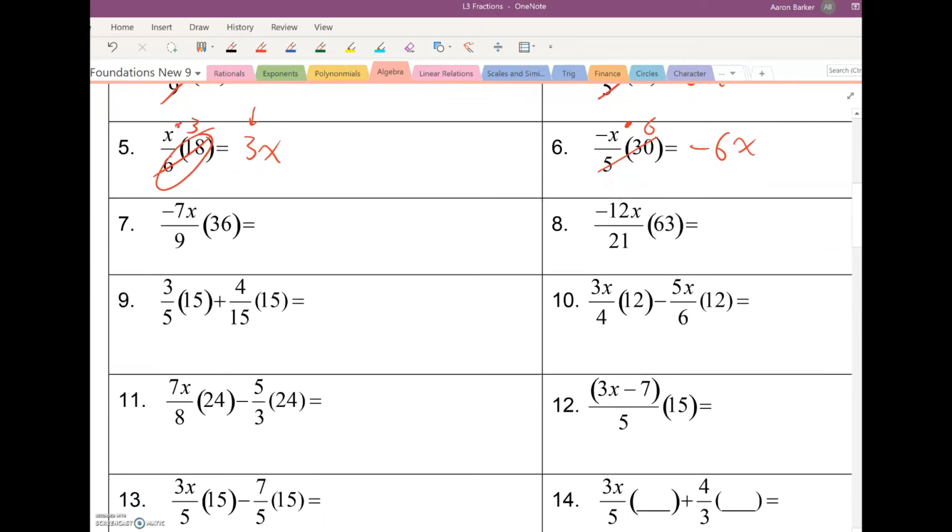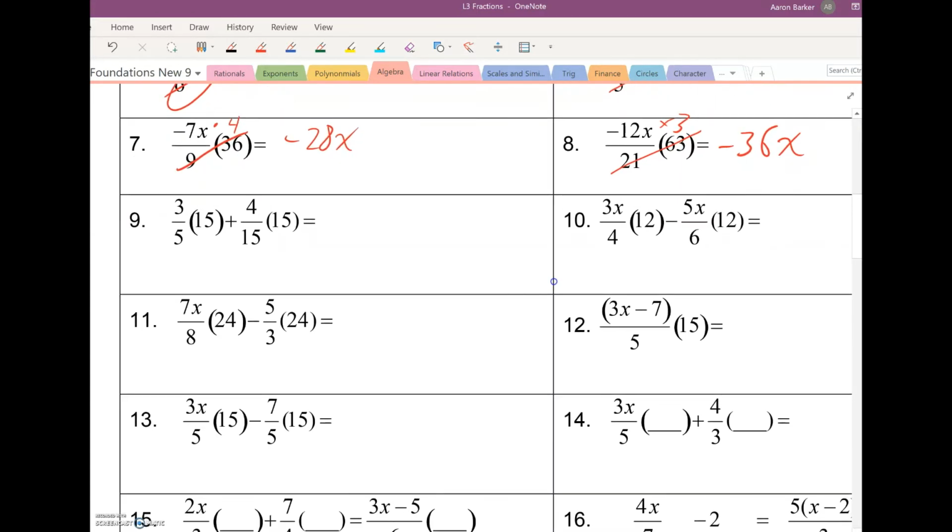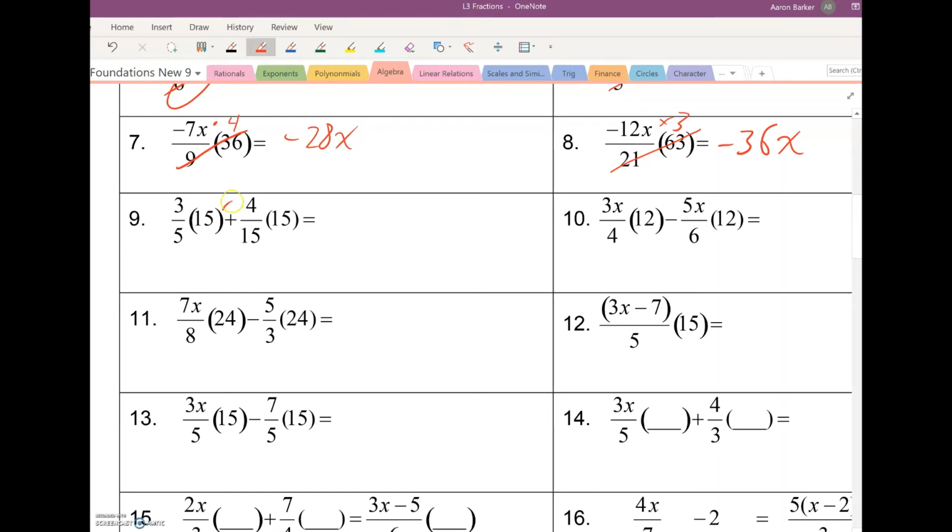Keep going if you can. 36 and 9 gives you 4. So then when you multiply, you're going to get negative 28x. Go ahead and cancel. It's a tougher one, but you're right, it's 3, negative 36 times x. Okay, so now we have 2 things that have to cancel. So before we do the addition, we have to cancel first, because we need to have a common denominator.